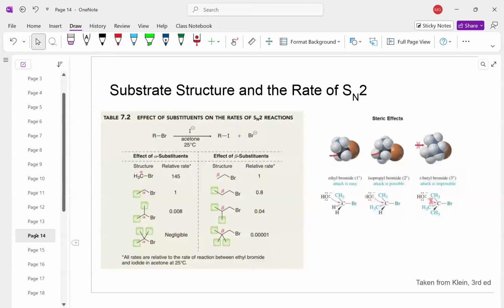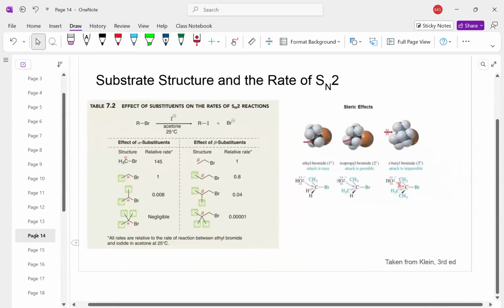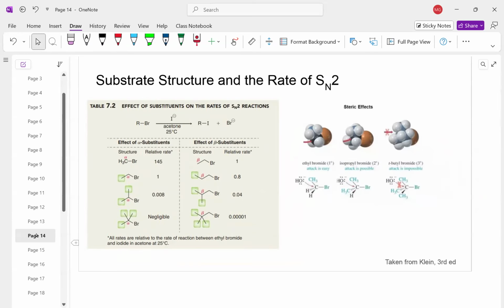All right, so let's dive a little bit deeper and talk about some things that affect the rate of an SN2. One of the skills you need to develop is to be able to look at a series of reactions and judge what their relative rates would be. Like if you have three reactions, you should be able to order them from slowest to fastest or vice versa. And one of the ways that we judge that in an SN2 is by looking at the structure of the substrate or where that leaving group is at. And what I mean by this is what is around the carbon with the leaving group.